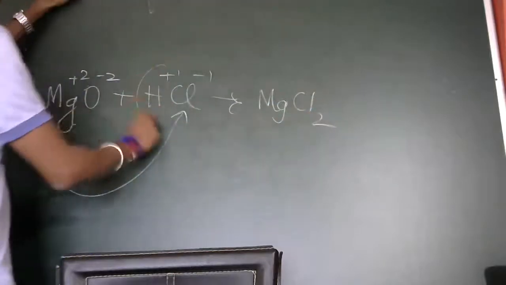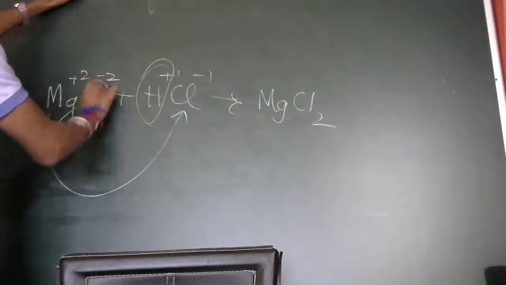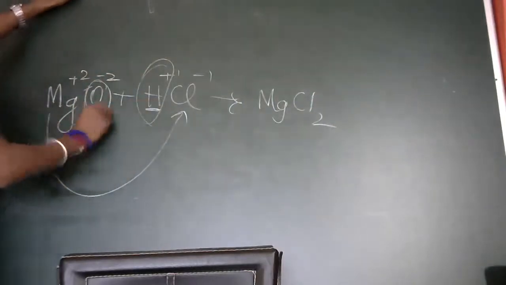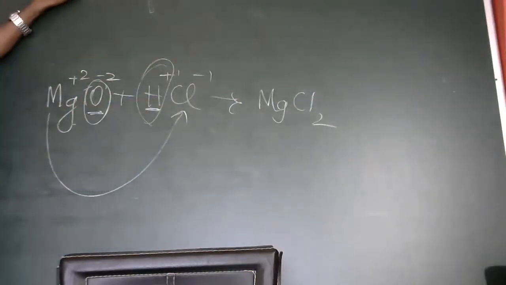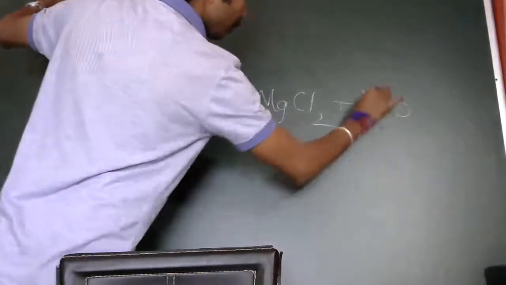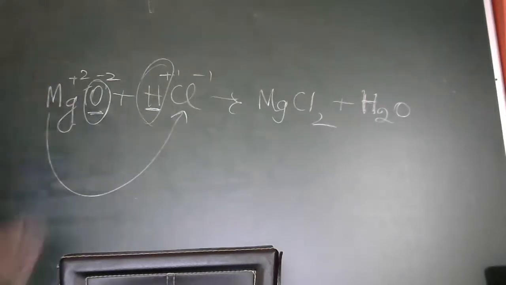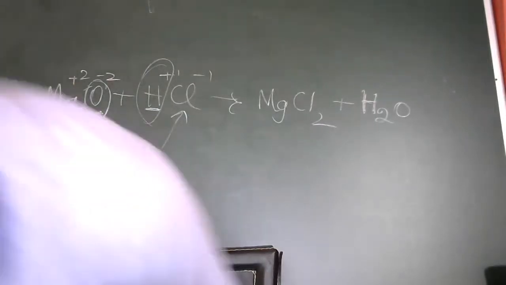So what is remaining here? Hydrogen is remaining and oxygen is remaining over here. So it becomes H2O. This is how the metallic oxide reacts with an acid. I hope you are getting my point.